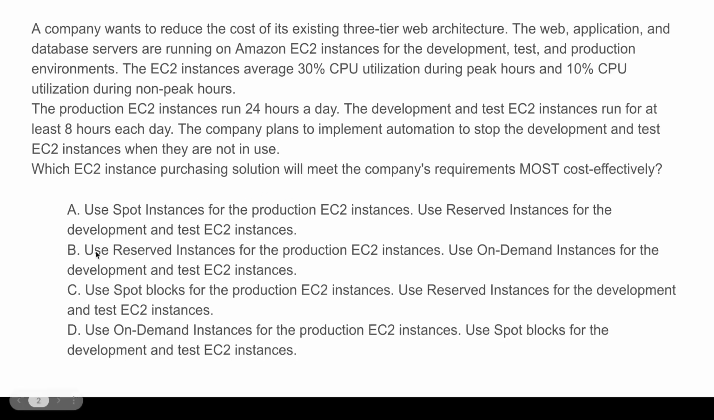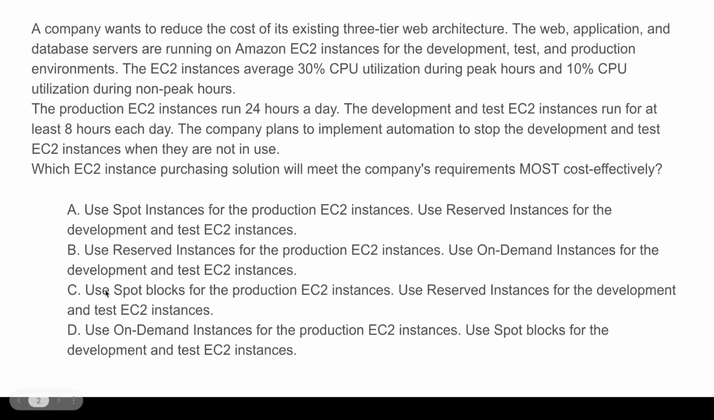And for B, reserved instances, this is very great. It's very cheap, slightly more expensive than spot instances, but it cannot be interrupted. So definitely the right call here. And on-demand instances for the development and test EC2 instances is great because on-demand can still save you some money. So B is definitely the best answer so far.